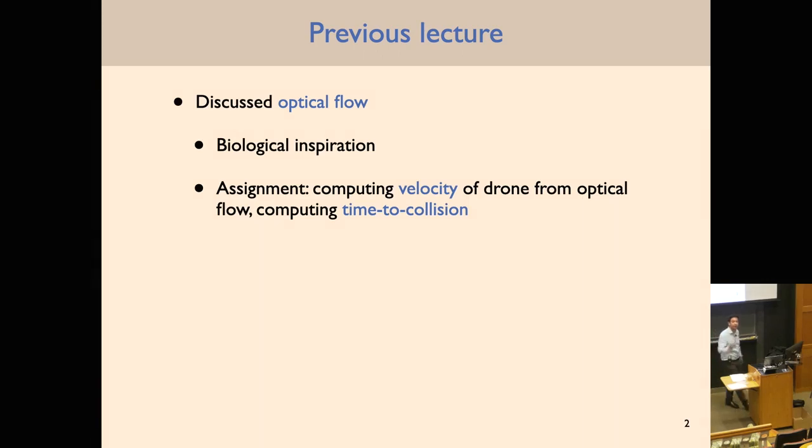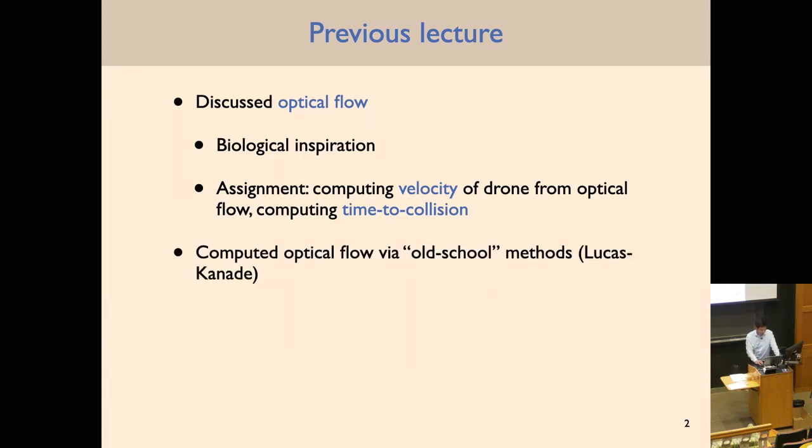Just to remind you, in the previous lecture, we discussed optical flow, which is the apparent motion of objects as they appear in some kind of sequence of images that a camera is capturing. And we talked a little bit about the biological inspiration for thinking about optical flow. And in this assignment, you're thinking about how you can use optical flow to compute velocity of the drone and also time to collision to do obstacle avoidance, for example.